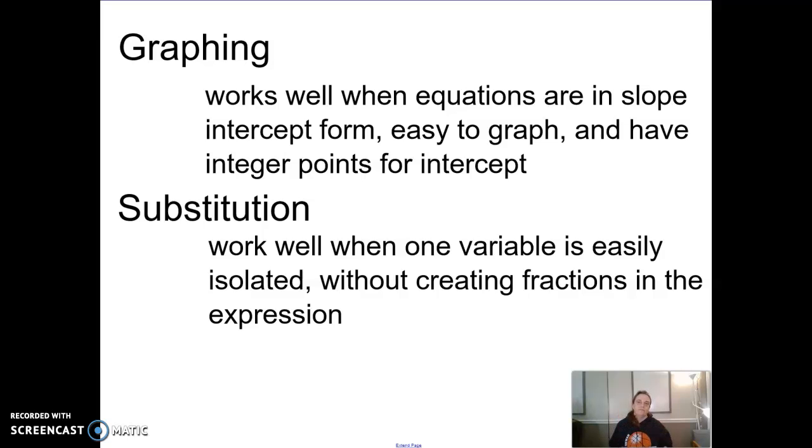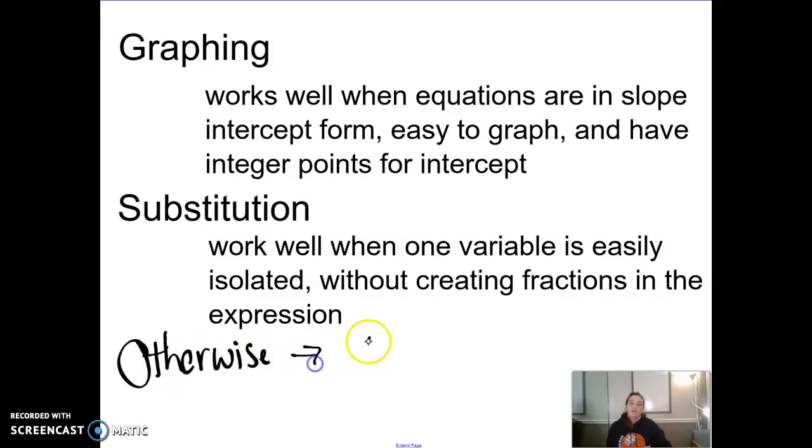There's integer points. We've talked about substitution, and substitution works well when one variable is easily isolated, such as if one is already in slope-intercept form and then the other equation is not. When one variable is already isolated, or you can isolate it without creating fractions in the remaining expression, substitution works really well. But sometimes neither one of these is true, and in that case, you can use elimination, which we're going to talk about today.